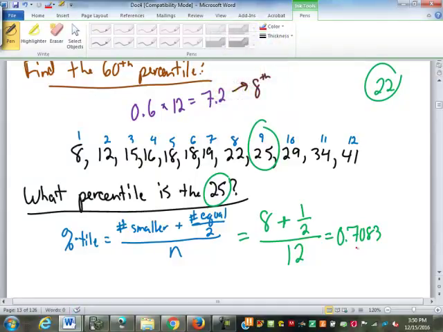Now that's not a percent, it's a decimal. To make it a percent, we move it over 2 spots and we'll round it to the nearest percent. That is the 71st percentile. So 25 is the 71st percentile.